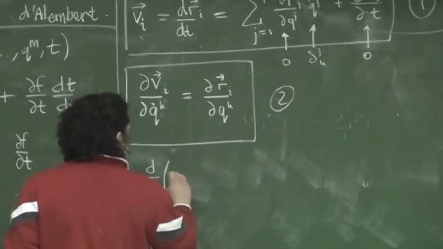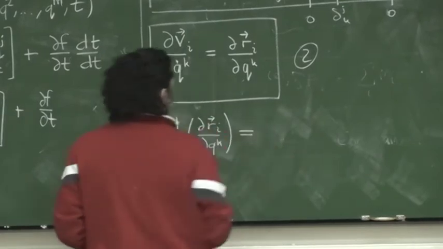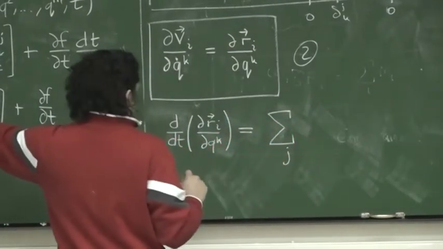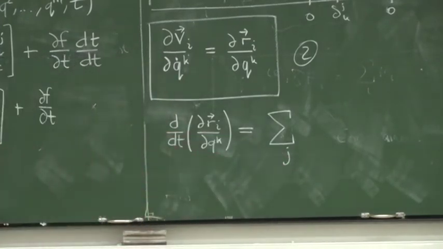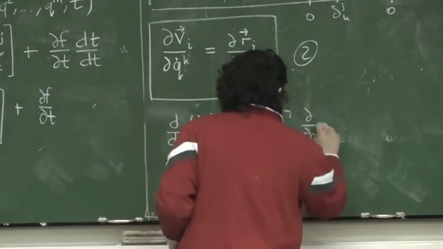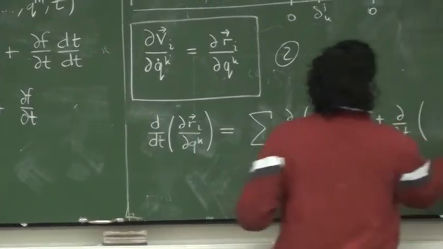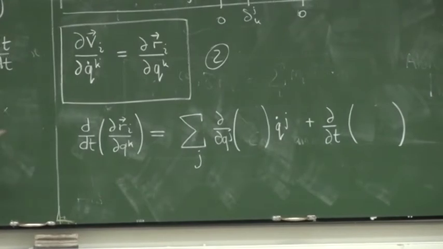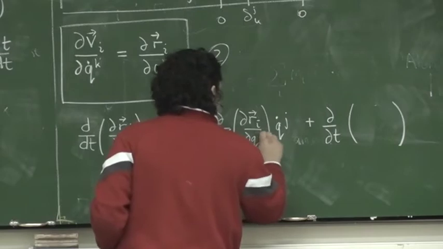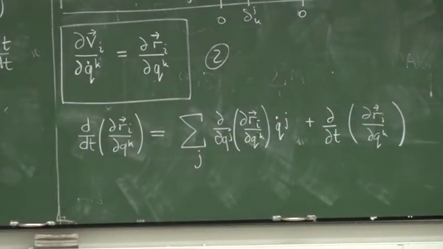d by dt of del Ri by del Qk is equal to, same story, right? Sum over j. I'm not going to write the limits on the sum, and we all know j goes from 1 to m. So we sum over j, del f by del qj, qj dot, plus del f by del t. What's f? F is this thing. So it's del by del qj of f, qj dot, plus del by del t of f, right? All I've written is this thing. Now I'm going to substitute for f. F in this case is del Ri by del Qk. And we're all okay up to there.